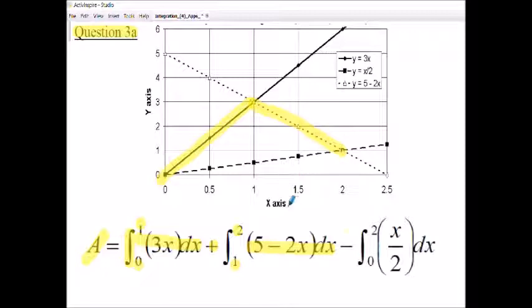Finally, I'm going to take away the integral of x upon 2, the half x, with respect to x, between the limits of 0 and 2. So what I'm doing now is taking away the area that's under this line to leave me with the area of the enclosed triangle there. I suggest you think through how the equation for area has been formed.